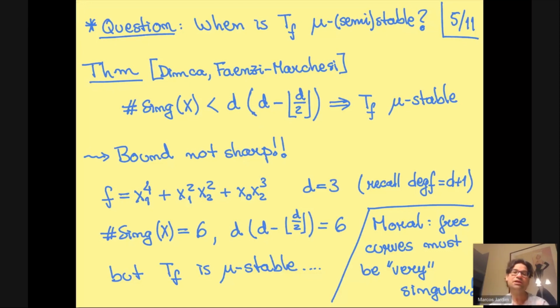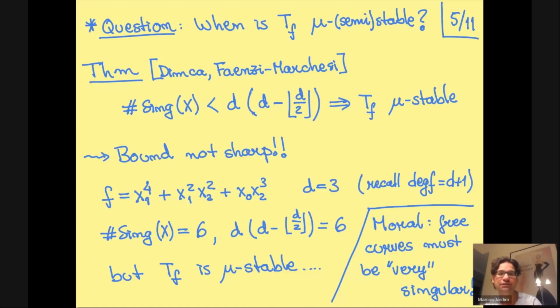Yeah. So this number is relatively large, because it grows like d squared. And this d over 2 is actually the integer part of d over 2 here.